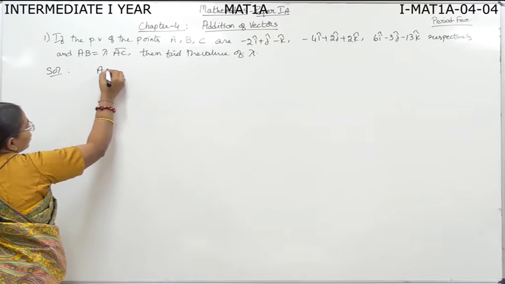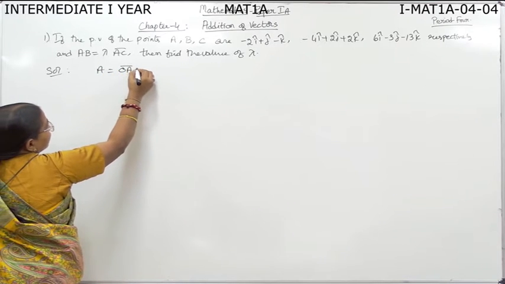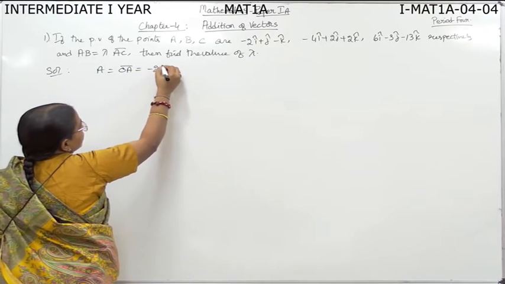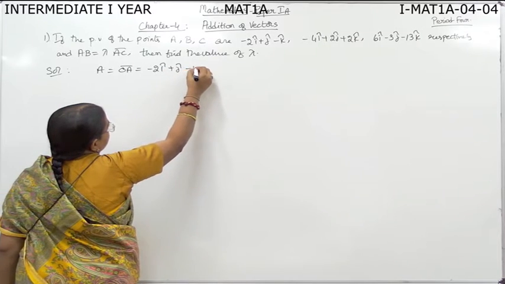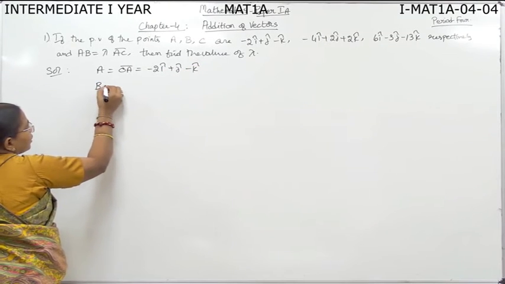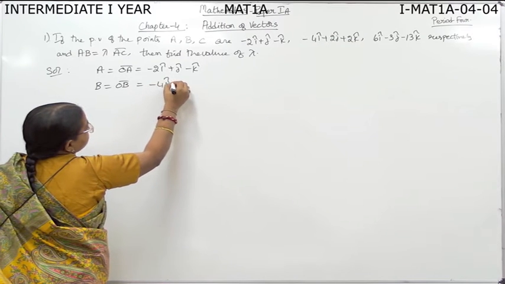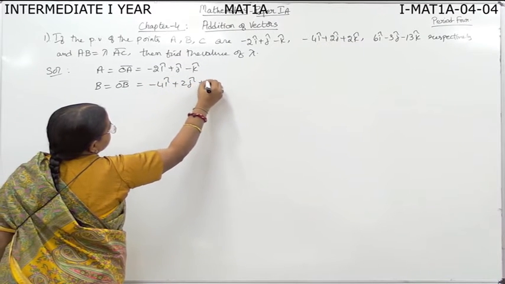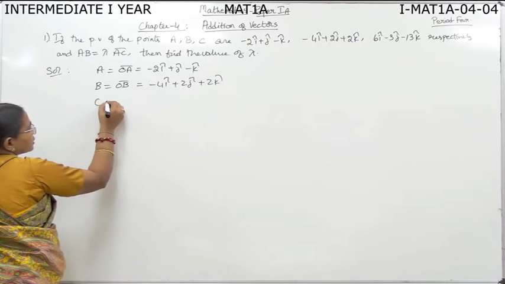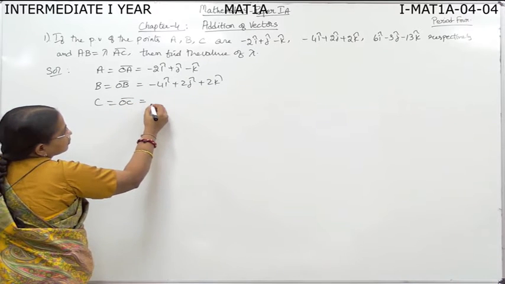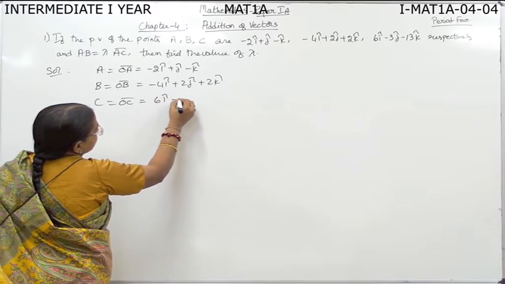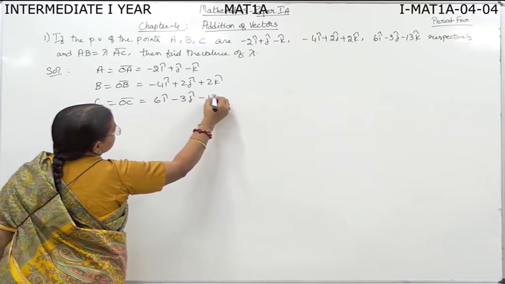A point is nothing but OA vector, and OA is minus 2i plus j minus k. Now B point is nothing but OB vector. So OB vector is minus 4i plus 2j plus 2k. Next C point is nothing but OC vector. OC vector is 6i minus 3j minus 13k.